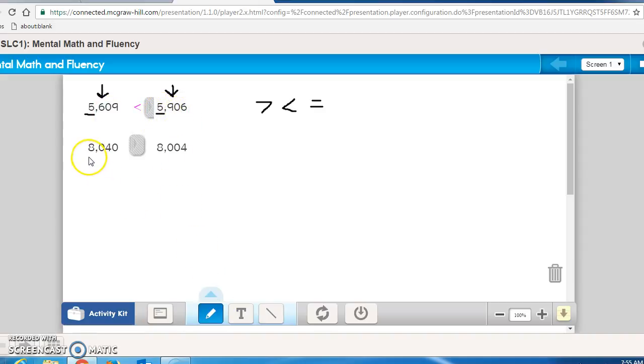So again, we look at our first number in the thousands place. They're both 8s. Then we look at the next number in the hundreds place, and they're both 0s. So next we need to go down to the tens place. And you notice this is a 4 and this is a 0. So this time your first number is bigger. So that means it should be the greater than symbol.